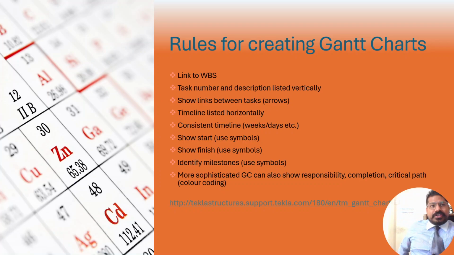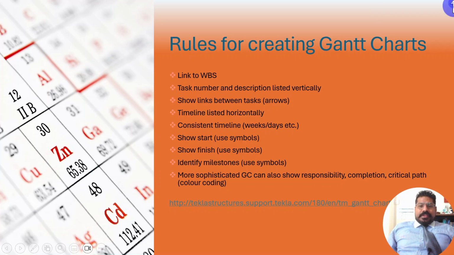Rules for creating Gantt charts: link to WBS. Task number and description listed vertically, show links between tasks with arrows. Timeline listed horizontally, with consistent timelines, weeks, days, etc. Show start, use symbols. Show finish, use symbols. Identify milestones, you can use symbols as well. And a more sophisticated Gantt chart can also show responsibility, completion, critical path, etc. So these are the rules for creating Gantt charts.